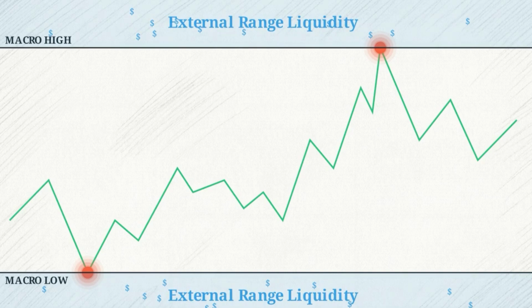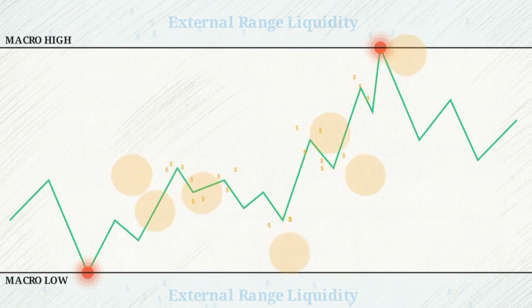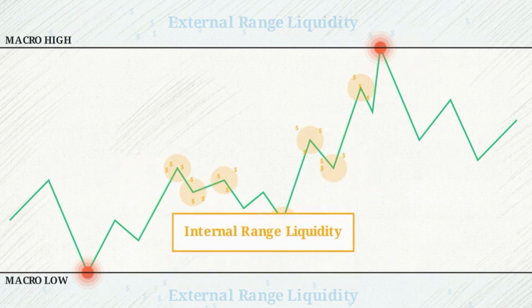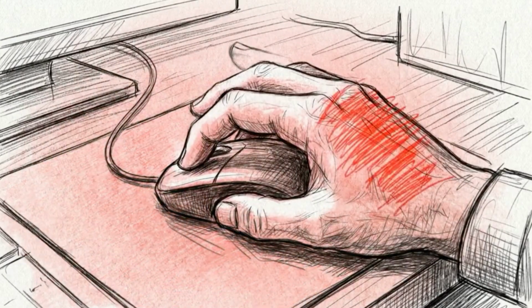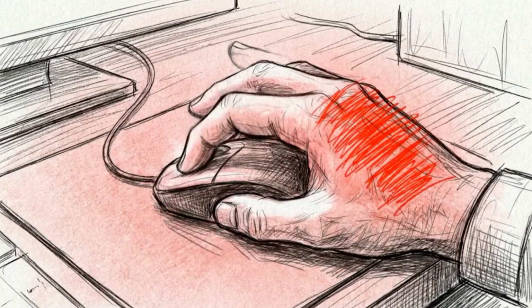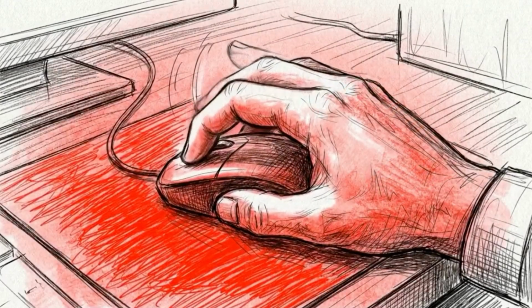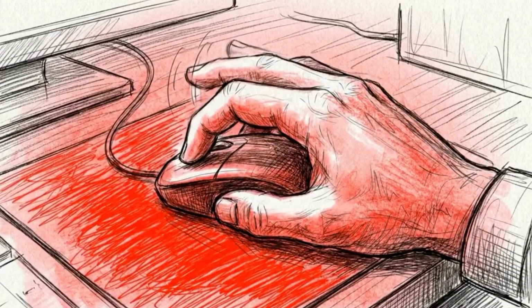Now look at the movements trapped inside those major boundaries. The smaller stop-loss clusters hidden within these minor fluctuations represent our second category, internal range liquidity. Confusing a minor internal fluctuation for a major macro boundary is the specific mechanical error that causes almost every perfect setup to fail. This brings us to a specific predictive framework.